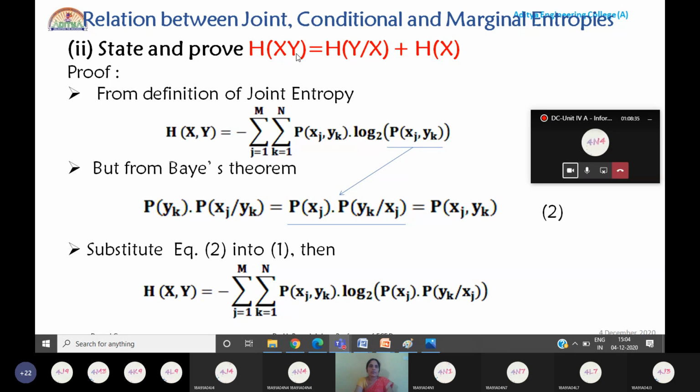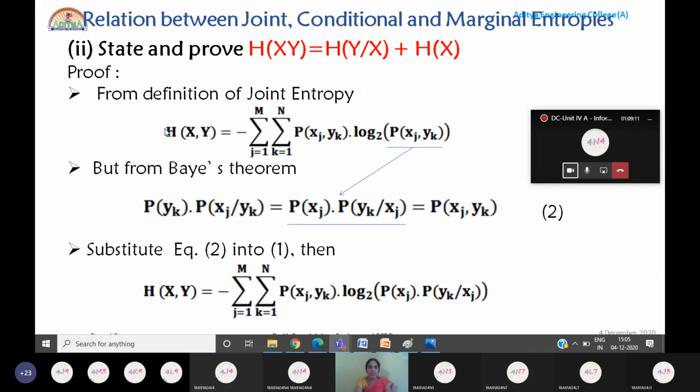H of xy is equal to h of y by x plus h of x. The first relation is h of xy is equal to h of x by y plus h of y, and the second relation is h of y by x plus h of x. By using this also you can rewrite. In order to prove this, once again we'll consider the LHS definition. So what is the definition for joint entropy? So this is the second proof.